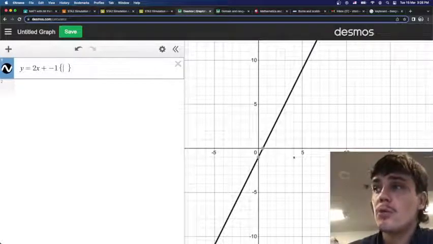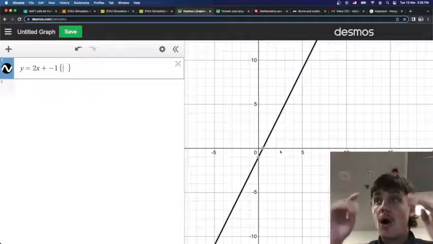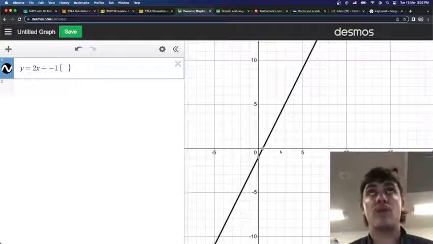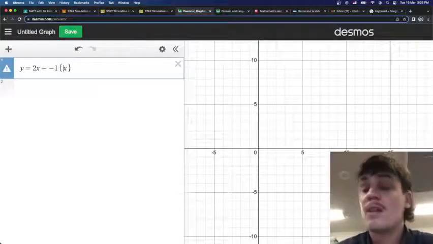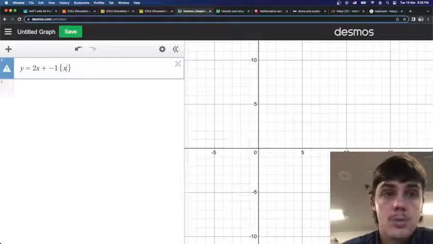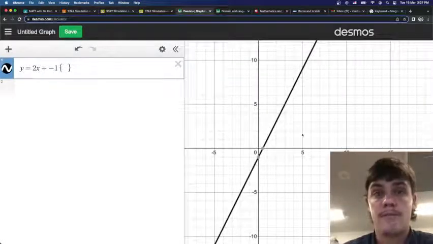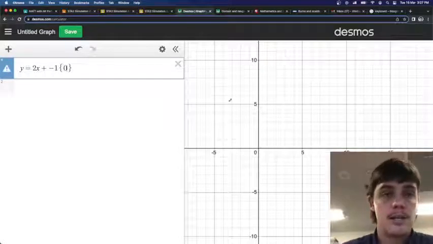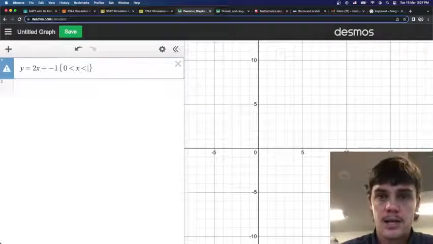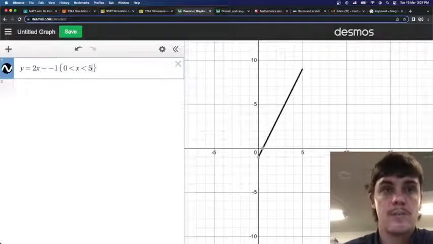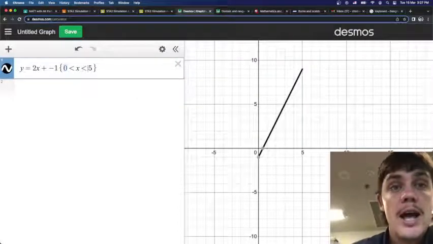If I want to control it on the horizontal part, horizontal is controlled by x, and we call this domain. So I chuck x in the middle, and then I put the numbers either side that I want to control it with. Maybe I only want to show you my graph from 0 up until 5. So I start with 0, and I say 0 is less than x, and on the other side, I put 5. Then I close off my squiggly brackets. That means my graph is only showing between 0 and 5.